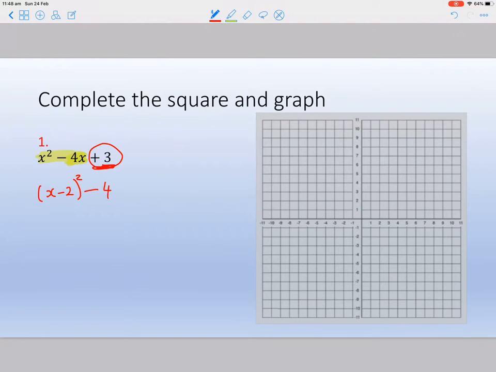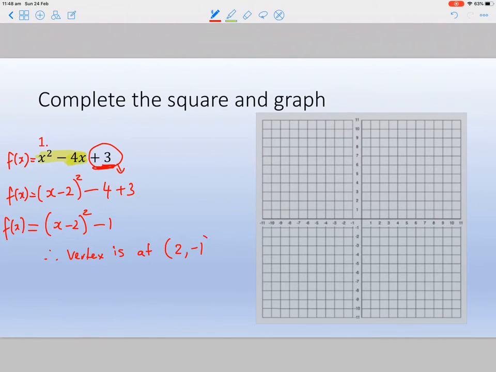And now I'll bring this other guy down. I should call this f of x. F of x equals, now bring this guy down, so plus 3. So what I have is x minus 2 squared, and it'll be minus 1, okay? Now, at this point, it can tell us where the vertex is. I can say, therefore, vertex is at 2, minus 1, okay?